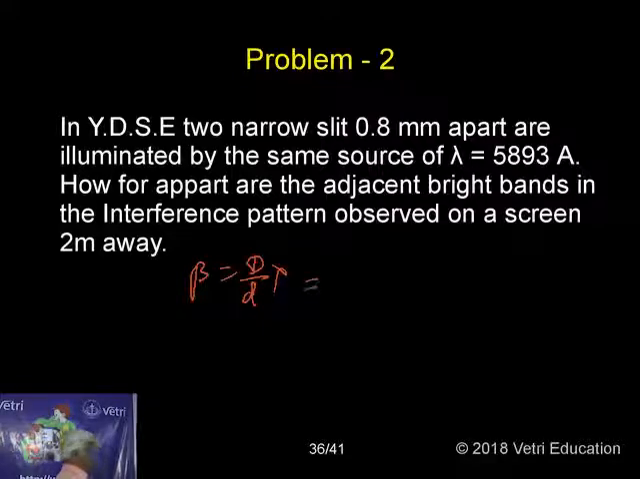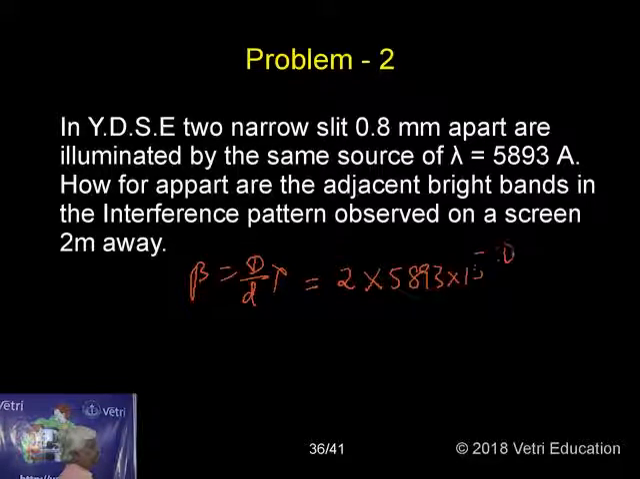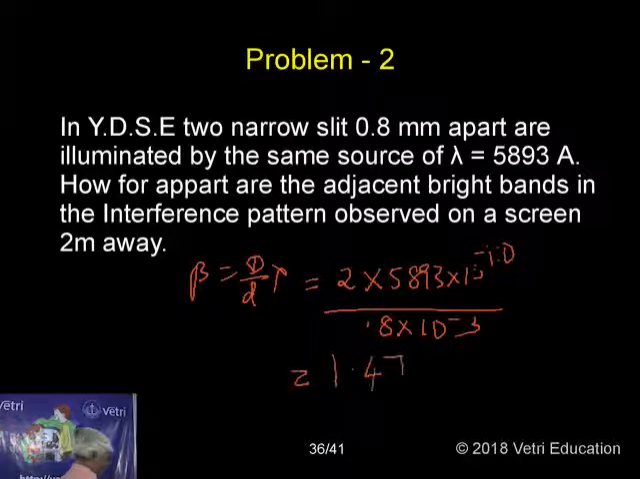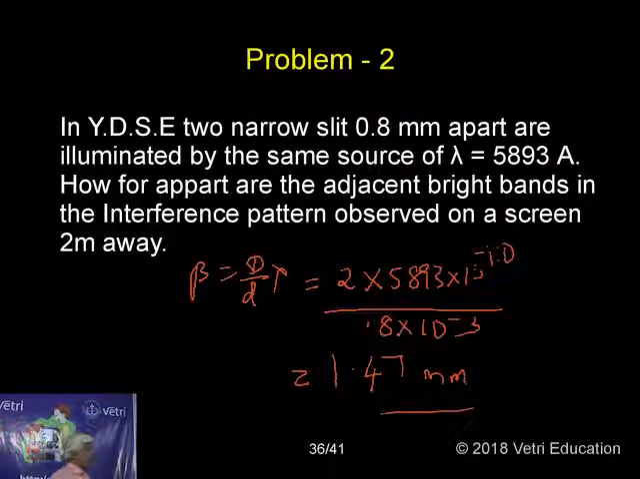Capital D is 2 meter, into wavelength 5893 angstrom, which means 10 power minus 10 meters per angstrom, divided by small d given as 0.8 millimeter, therefore 10 power minus 3 meter. On simplification, 1.47 millimeter. So this is the bandwidth.